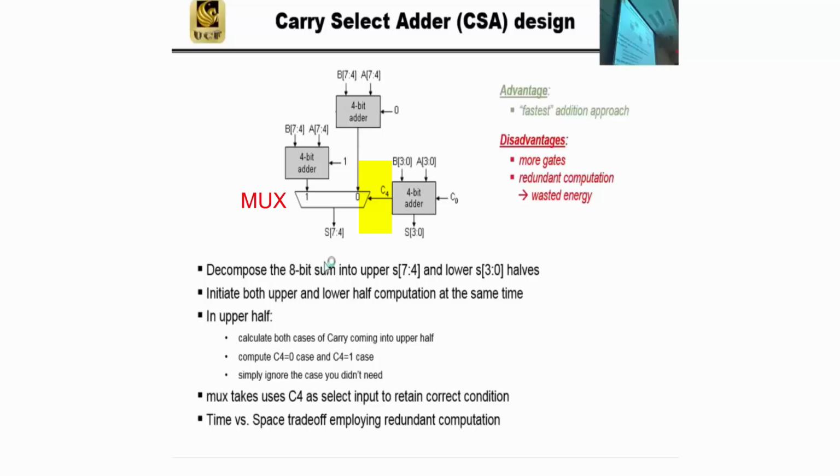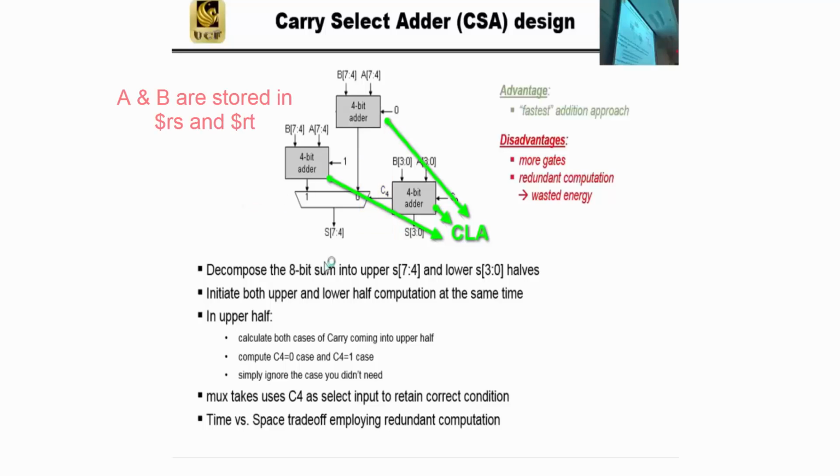What we're going to do is add the next higher 4 bits. See, this is A3 to A0, B3 to B0. What are A and B? RS and RT, right? T0 and T1. I want you to see how this connects up with what we're doing. ADD T1, T2, T3.